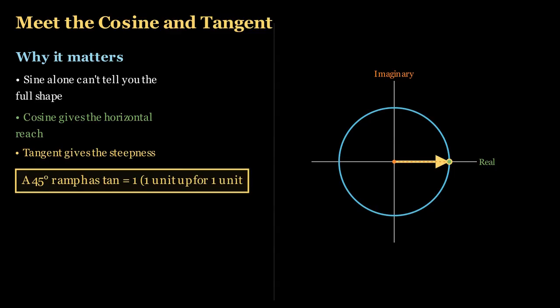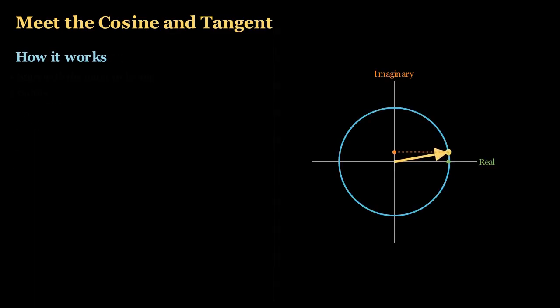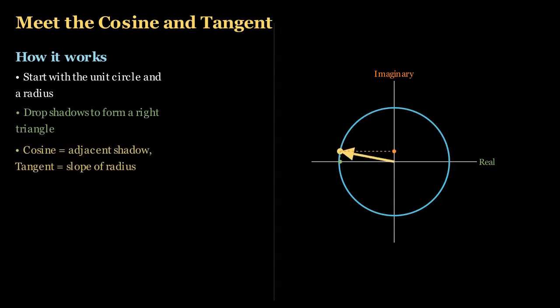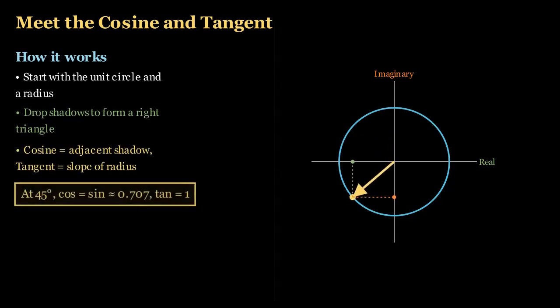Together, sine, cosine, and picture our spinning radius on the unit circle. Its horizontal shadow on the adjacent axis is cosine, it shrinks as the angle grows. The tangent is the slope of the radius itself. At 45 degrees, the opposite and adjacent shadows are equal.